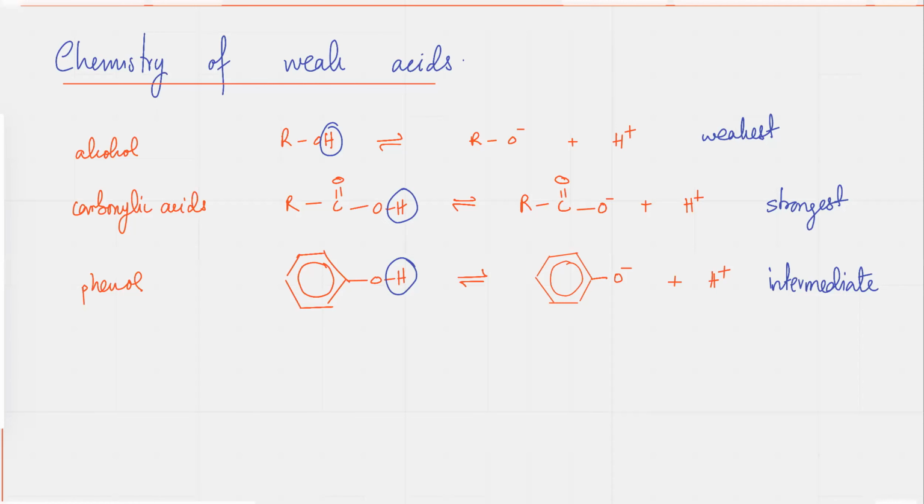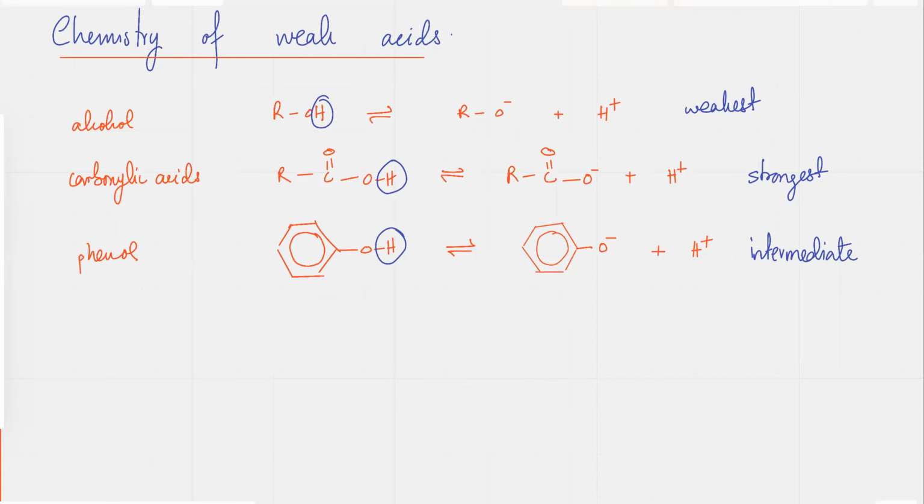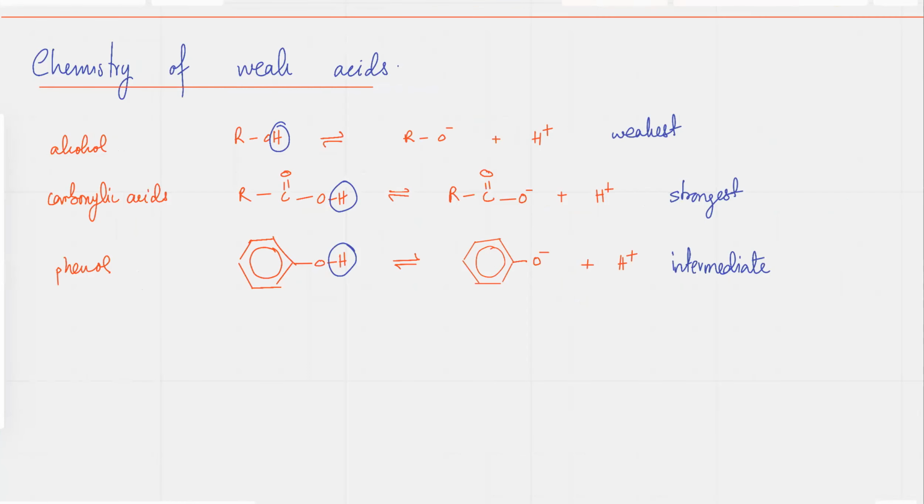So the chemistry of weak acids, right? You've got three types of acids: alcohols, carboxylic acids, and phenols. They all have these OH groups, and these OH groups ionize. The H is lost every time, and you form a negative ion. It's the same dissociation.